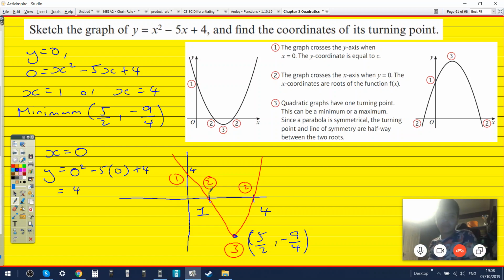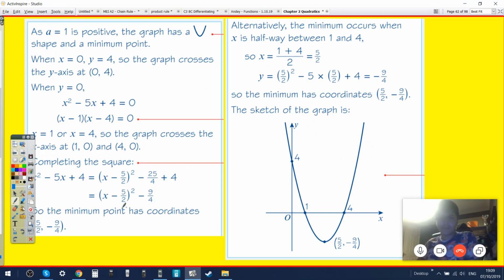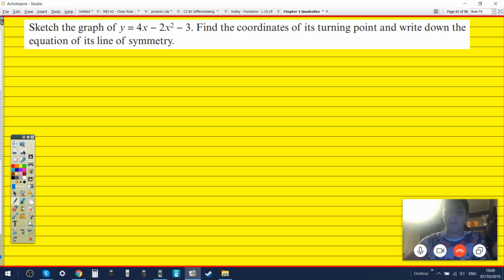So we just let y be equal to 0, solve for x. Let x be equal to 0, solve for y. And then we can just use a calculator to get the minimum. Another way you can find the minimum is by completing the square. Another way of finding the minimum is by differentiating, making it equal to 0 and solving it. The calculator gave us the easy way. I'm happy. 4, 1, 4, and that one.